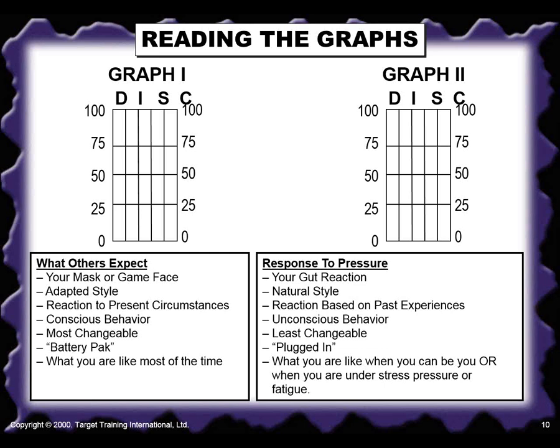And based on the numbers, you can see, so if your number for D is over 50, then somebody would call yourself a high D. If your number is over 50 for I, you'd be calling yourself a high I, etc. And what those really mean, we will cover that in a few moments.